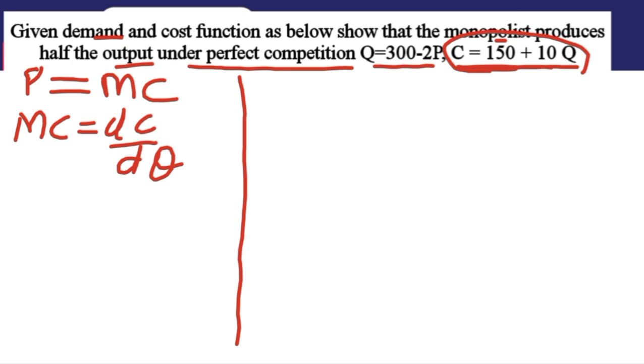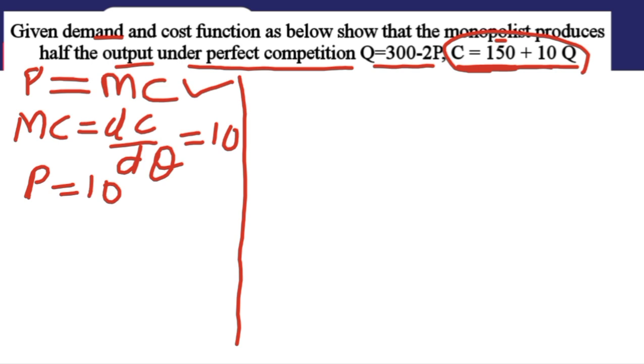So if we differentiate this cost function with respect to q, what will we get? The derivative of a constant is 0, so the derivative of 150 will be 0, and the derivative of q in 10q will be 1, so we will be left with 10. So the marginal cost is equal to 10. Since p is equal to marginal cost, the price will also be equal to 10. So in case of perfect competition, the price is 10.